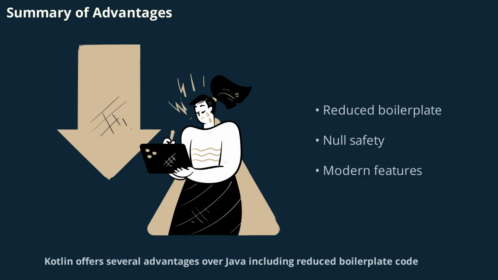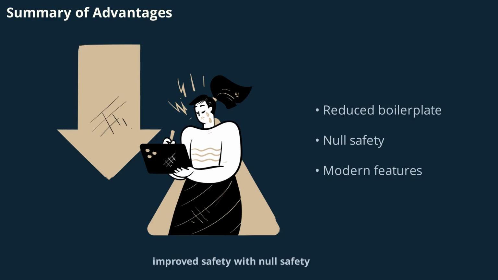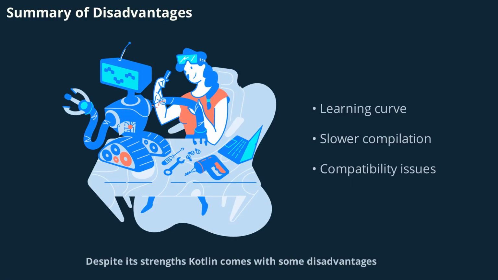Kotlin offers several advantages over Java, including reduced boilerplate code, improved safety with null safety, and modern features like coroutines and extension functions. These benefits make Kotlin a powerful and efficient language for Android development, enabling developers to create robust and maintainable applications. Despite its strengths, Kotlin comes with some disadvantages. The learning curve for new developers, slower compilation times, and potential issues with tooling and library compatibility can pose challenges. Additionally, the smaller community and complexity in advanced features may make Java a more attractive option for certain projects.